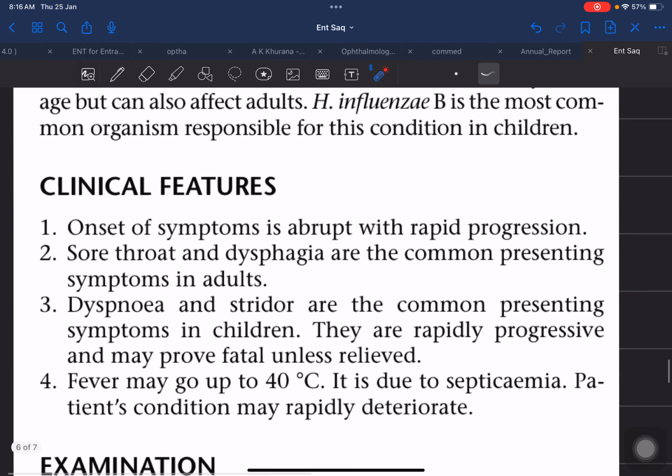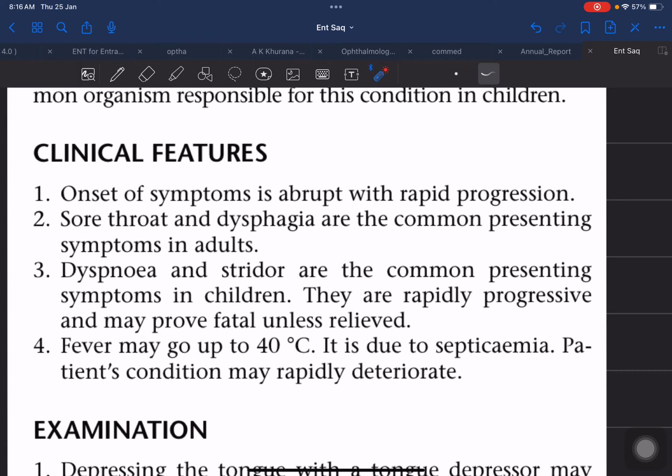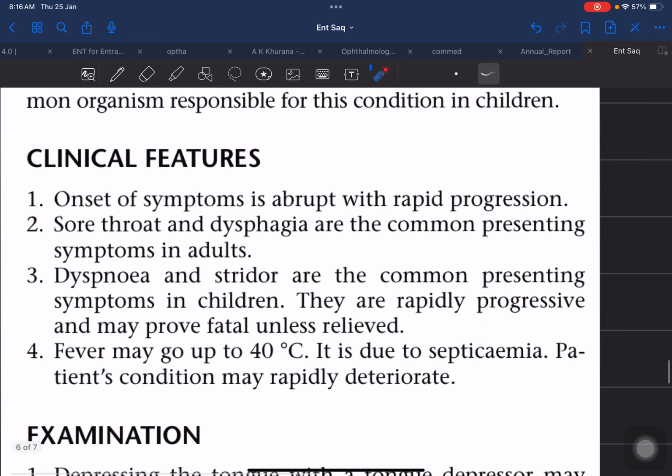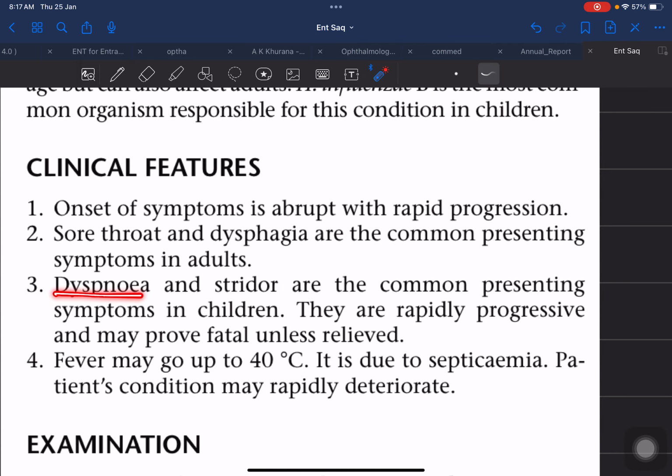Now talking about clinical features. The onset of symptoms is abrupt, with rapid progression. It happens suddenly and quickly. Another clinical feature is sore throat and dysphagia, with difficulty in swallowing; these are the common presenting symptoms in adults. Another important clinical feature is dyspnea, difficulty in breathing, and stridor, which are common presenting symptoms in children. They are rapidly progressive and may prove fatal unless relieved. It is a life-threatening condition because of dyspnea and stridor.